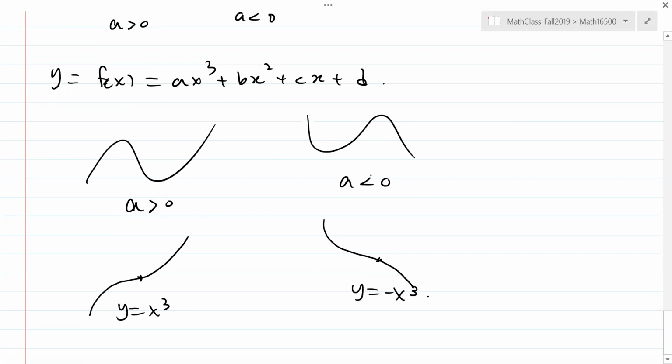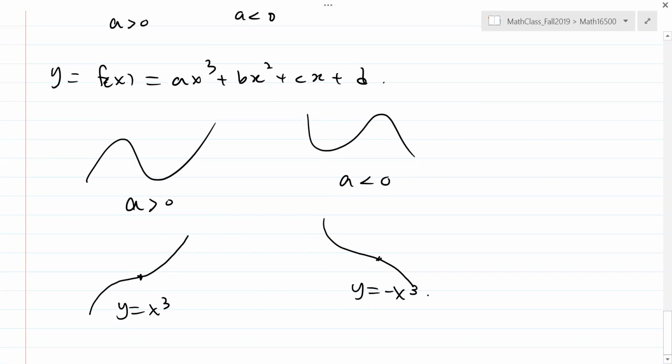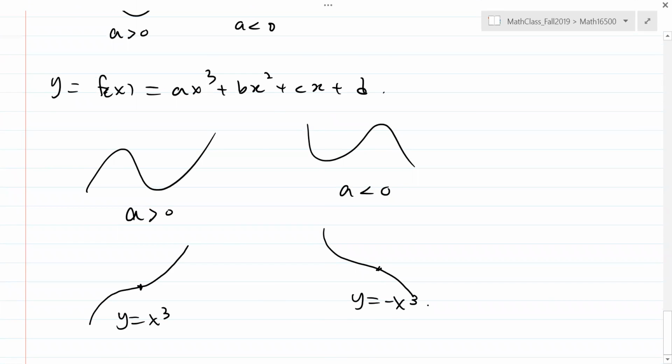But in general, for a polynomial of degree 3, the graph has two special points. One is the local maximum point, the other is the local minimum point. The y value of a local maximum point is called the local maximum value. So there is a difference between point and value. A point means a point in the xy plane, while a value is just a number. So if I ask you to find the maximum value, you don't need to give me the point.